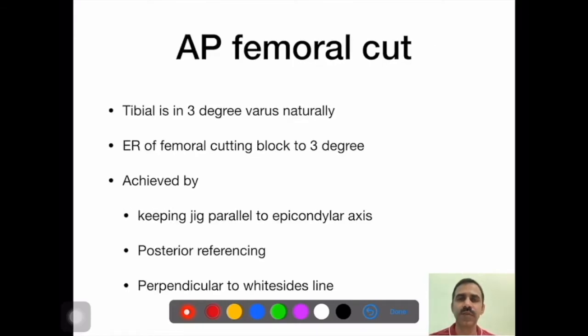For the anteroposterior femoral cut, the tibia is in 3 degrees of varus naturally, so this warrants an external rotation of the femoral cutting block of 3 degrees, which is achieved by keeping the jig parallel to the epicondylar axis, posterior referencing, or making the jig perpendicular to the Whiteside's line.